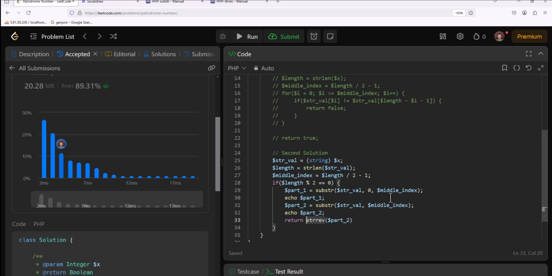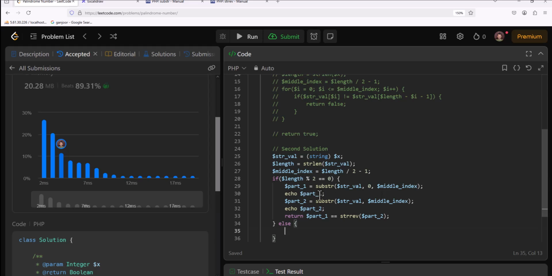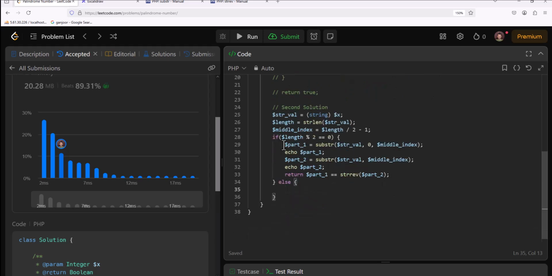We can use both of them, but we are comparing part 1. If part 1 is equal with strrev of part 2, so it is a palindrome. Okay, this would be for those numbers with even digits. For odd digits, we will see that we will do this.